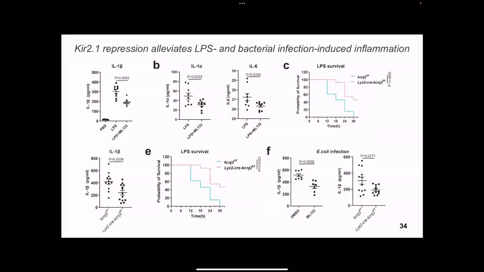Last, to explore the physiological relevance of this regulation, we examined the phenotype of inflammation in vivo when the KIR2.1 regulation of membrane potential was absent. Using an in vivo LPS-induced sepsis model, we measured decreased serum levels of IL-1 beta, IL-1 alpha, and IL-6, as well as increased survival of mice. This effect was similarly found in gram-negative bacterial infection-induced inflammation, both in vitro and in vivo.